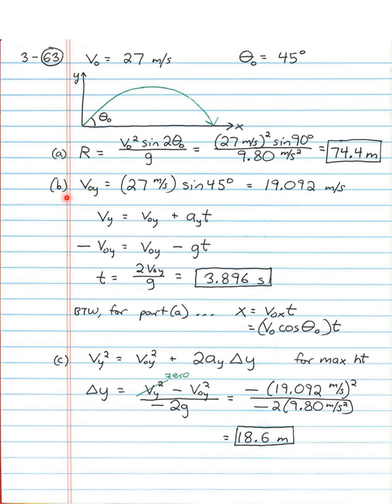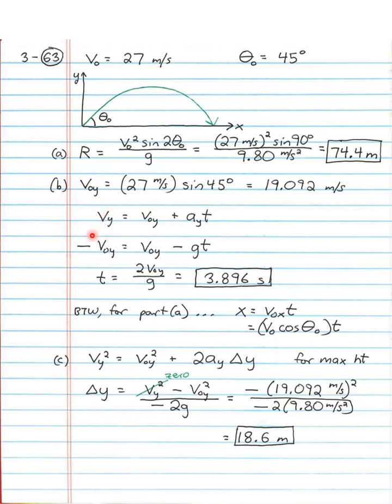The y component of velocity initially is 27 meters per second times the sine of the angle, 45 degrees. So the y component of velocity is 19.092 meters per second. And we're going to treat it as if we just threw it straight up at that speed.